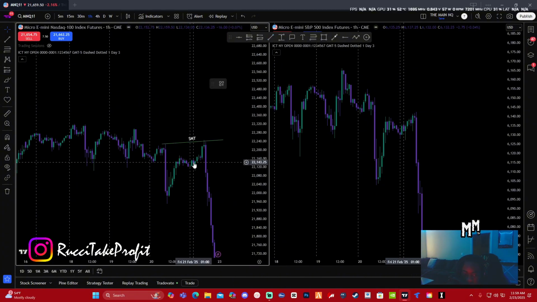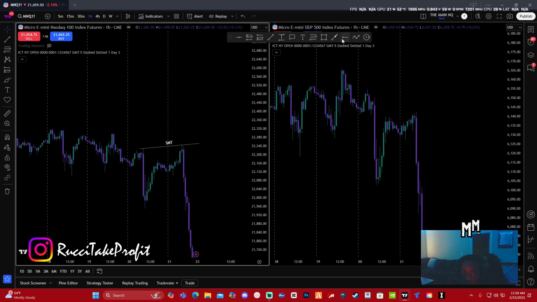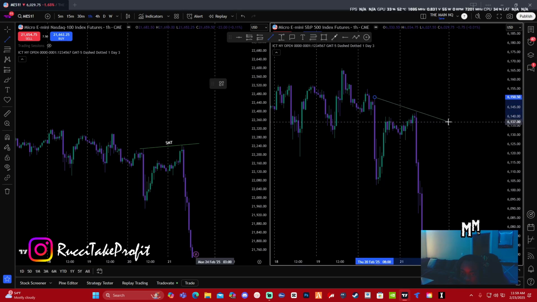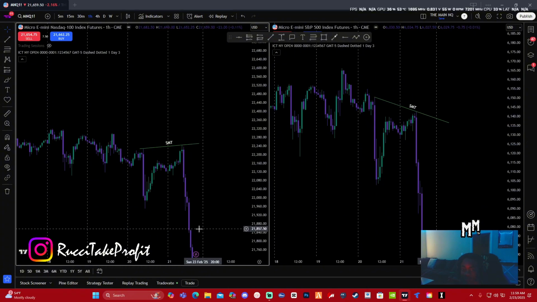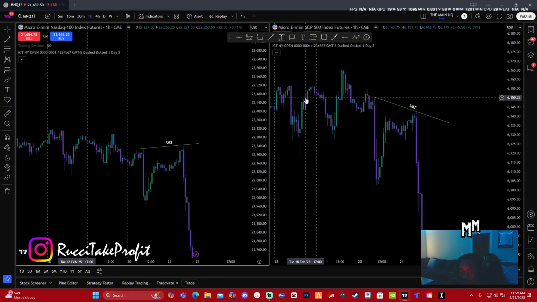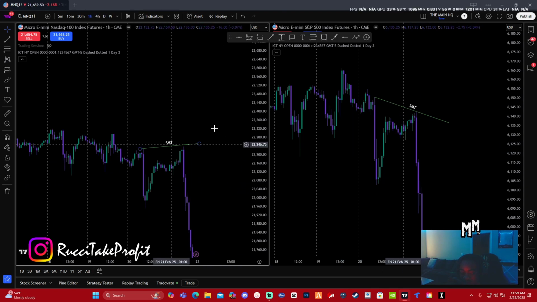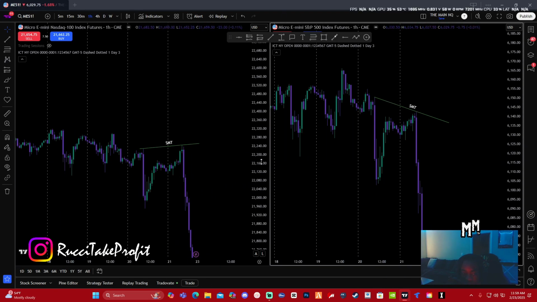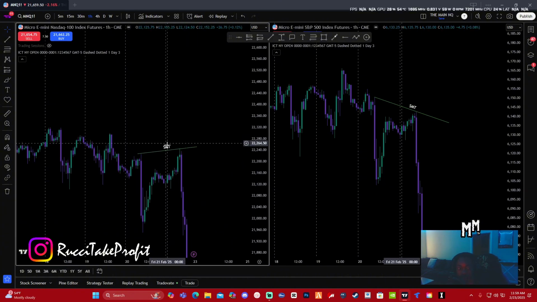I'll mark it SMT, just like so. I'm gonna get it from Thursday morning on the S&P 500 to Friday morning. So boom, y'all see that? Y'all see how on the S&P 500 it's downwards, and then on the Nasdaq it's upwards, but it resulted in a big drop. And this is how they manipulate you.